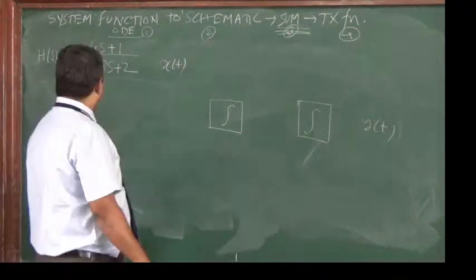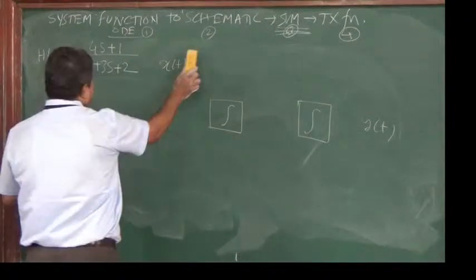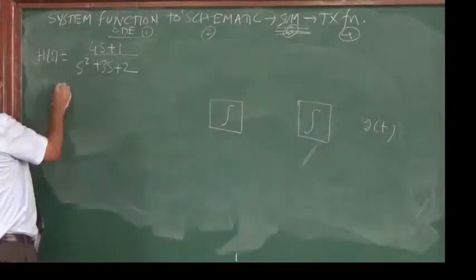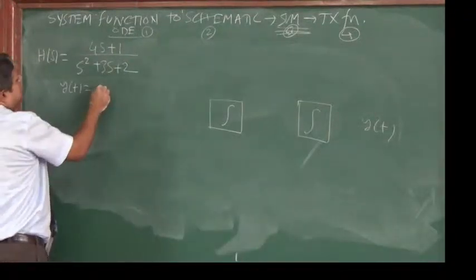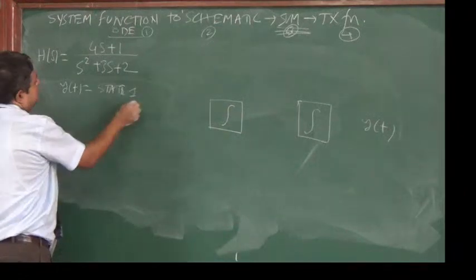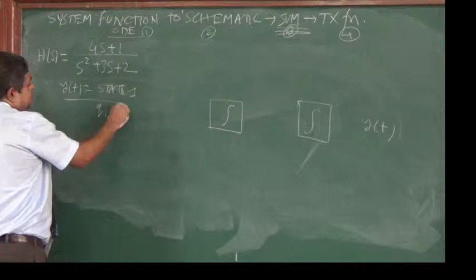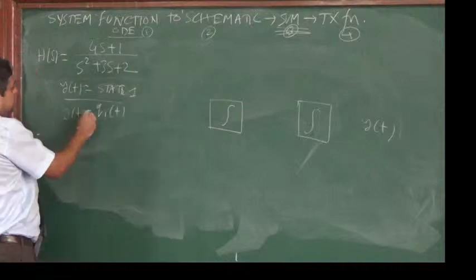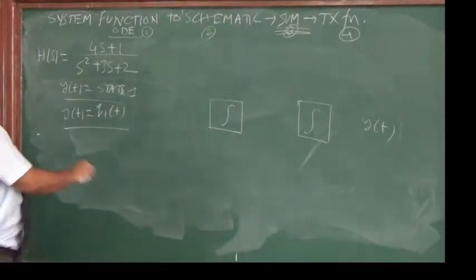And one more thing has to be given to you, that is the output. So y(t) is equal to q, or y(t) is equal to state 1. This is the output. So state is generally given by q. So y(t) is equal to q1(t). This is given.